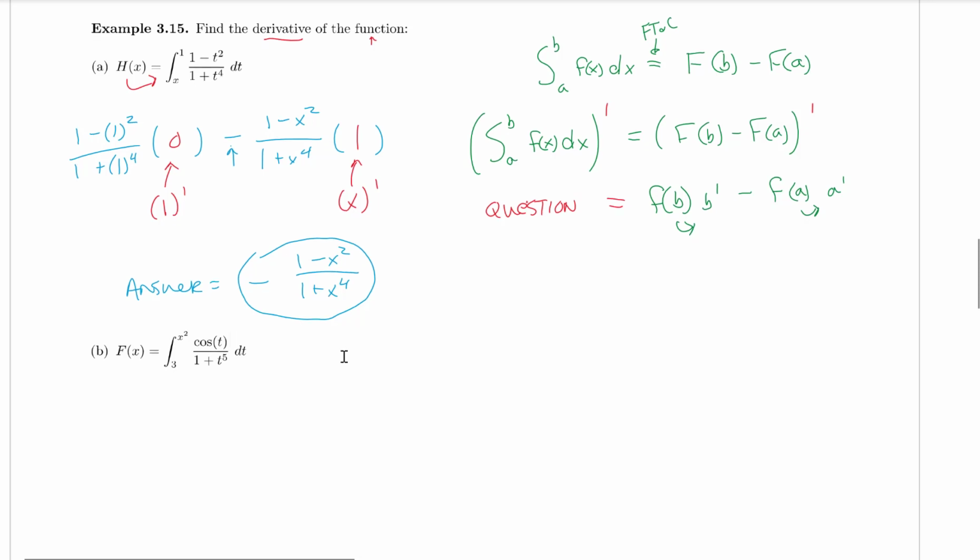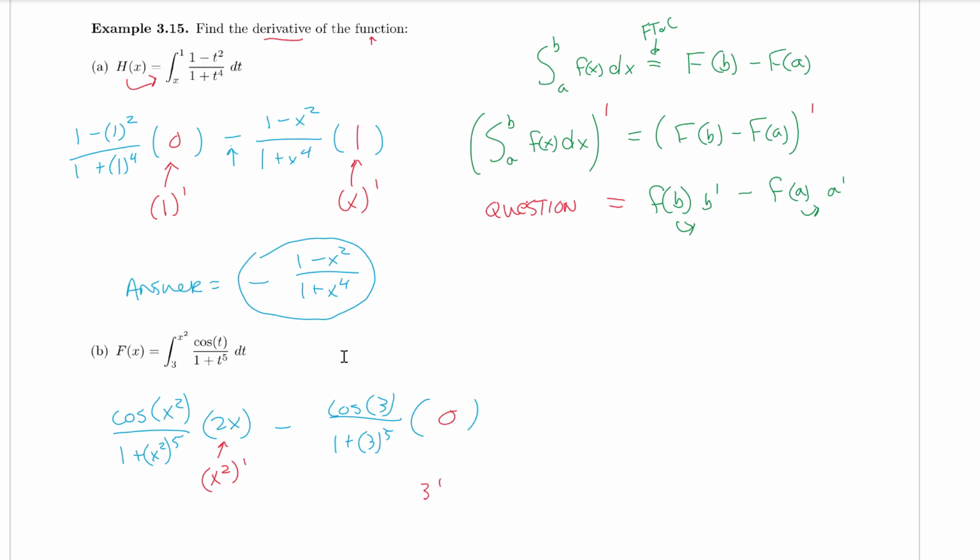Let's do the exact same thing for example B. So for example B, we're going to plug in our upper bound, x squared, for the t there, and then plug that x squared into the t in the denominator as well. Then we need to multiply by 2x because that is the derivative of that x squared. And then we need to subtract off cosine of 3 over 1 plus 3 to the fifth times 0, because the derivative of 3 is 0.